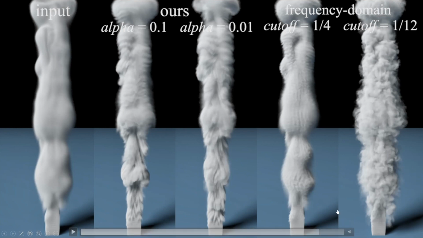So I think if we prepare the input velocity field by numerical simulation, the best choice may be the frequency domain method. But if we use a non-physical input, our method may be better.